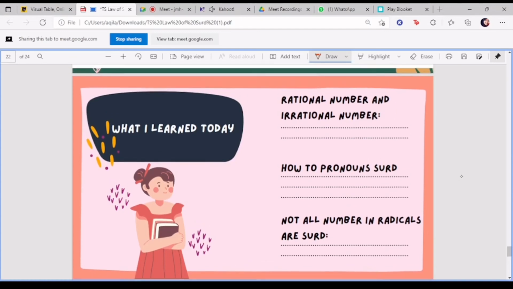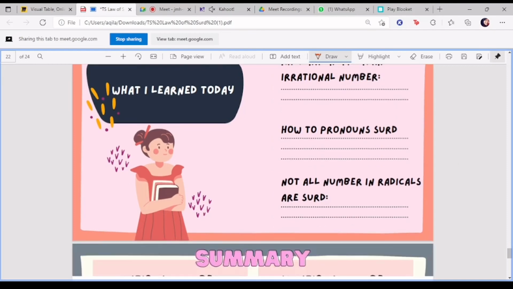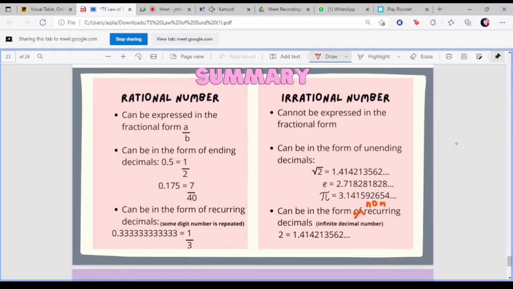Okay, very good. All the answers that you provided just now are correct. Let me summarize again. Just now you learned how to obtain the surd from the irrational number, because an irrational number cannot be expressed in fractional form. It has unending decimals, and non-recurring decimals. So a surd is one type of irrational number. That is the summary for this topic.